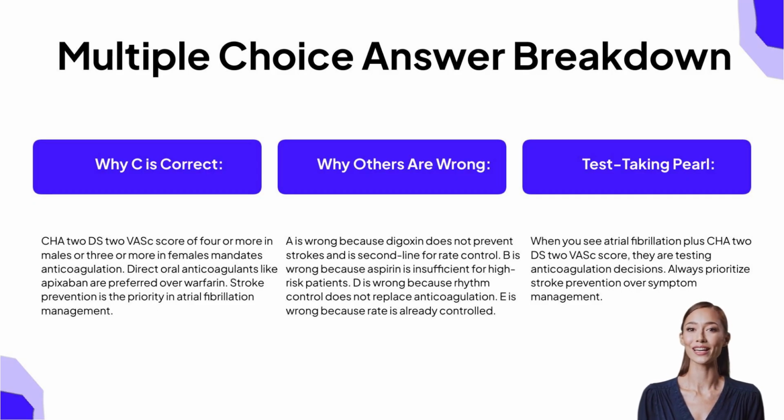The test-taking pearl here: when you see atrial fibrillation plus a CHA2DS2-VASc score in the question, they are testing anticoagulation decisions. Always prioritize stroke prevention over symptom management.